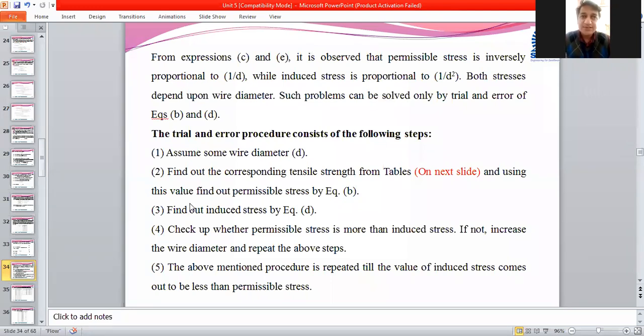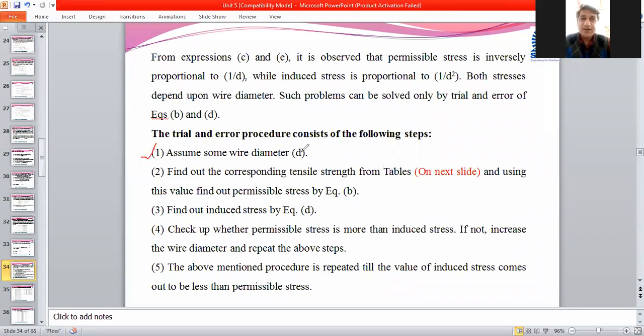In this case also, let us discuss how this trial and error method is used in case of spring design. The first step is that we have to assume some wire diameter. Our design is going to start with the assumption of the diameter of that wire. Suppose for a particular application, we decide that a 10 millimeter wire can be used, and from that we can manufacture the coil or spring. So in that case, we are going to assume that wire diameter. Remember this first step.